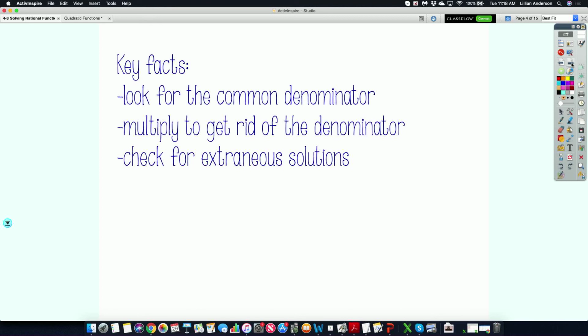And then, of course, you've got to check for extraneous solutions. Because no matter what, when you have a fraction, you can never divide by what number? Zero. So if you solve it and you get a solution that gives you 0 in the denominator, that means it's not a solution and it's extraneous, okay? Just like with radical functions, you have to check for extraneous solutions with rational functions.